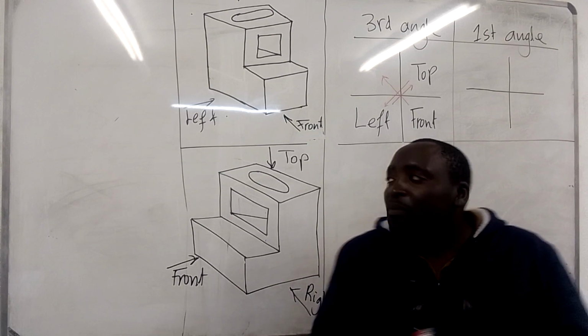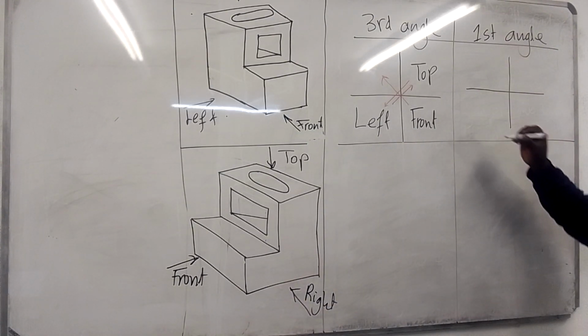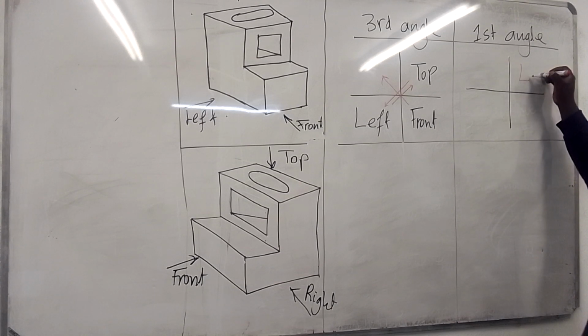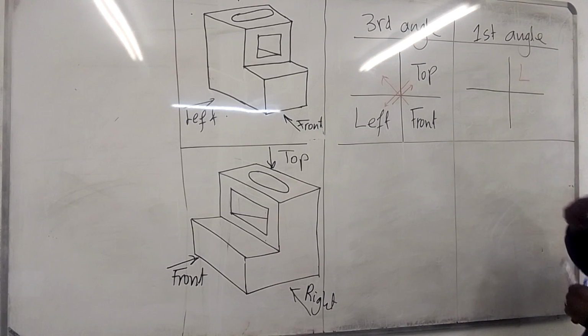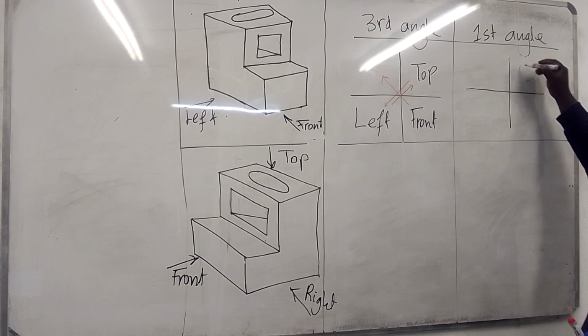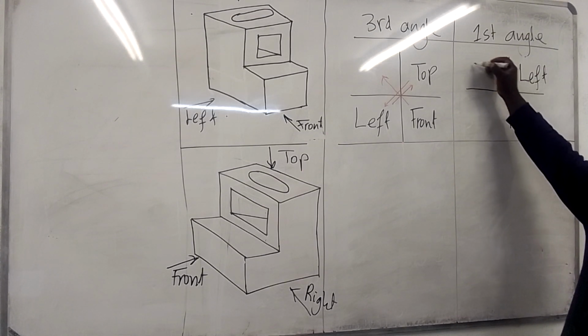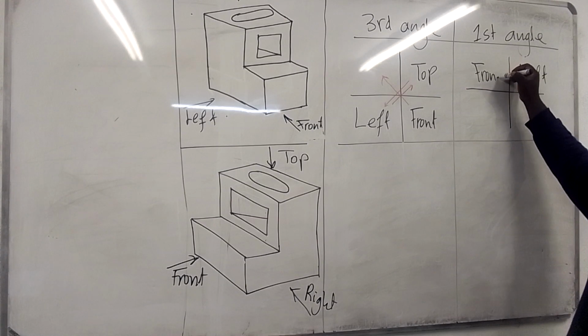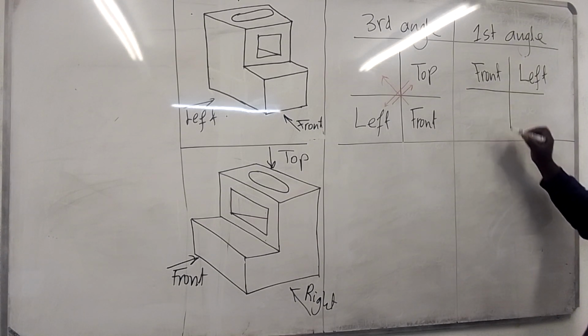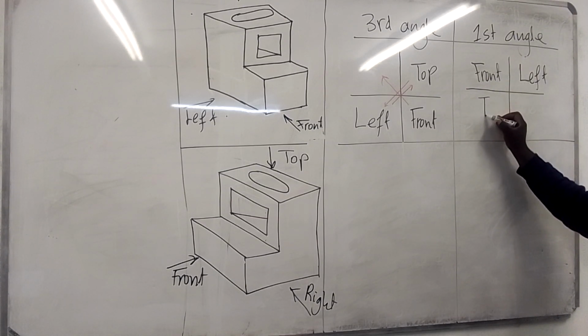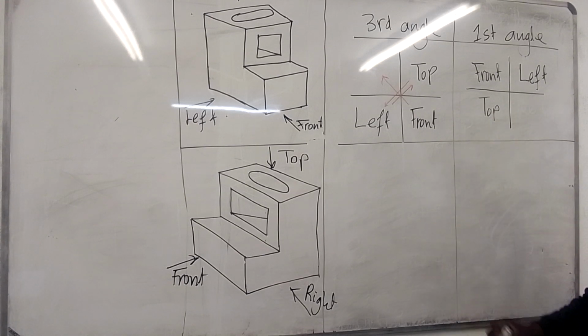That is the rule. So, your left comes here. This is left. This is left. This is the front. Then your top comes where? Right below the front, following the concept of diagonal.